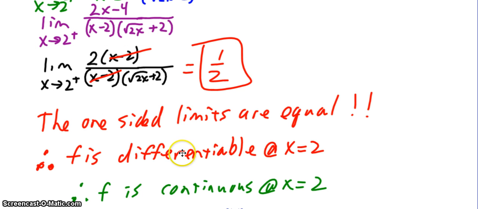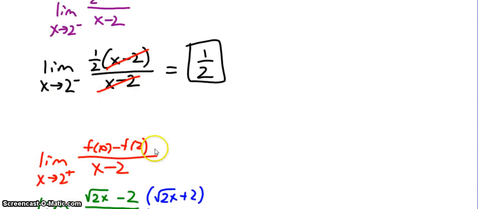Alright, so what did we come up with? Hopefully you came up with that the one-sided limits are equal, therefore f is differentiable at x equals 2, and since it's differentiable, I know that f is continuous at x equals 2, because remember, differentiability means continuity. Continuity doesn't necessarily mean differentiability. Okay, how do we come up with this though?